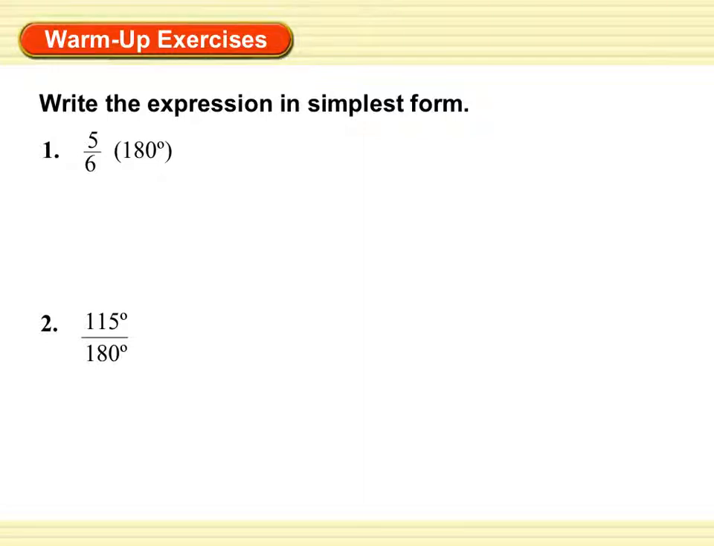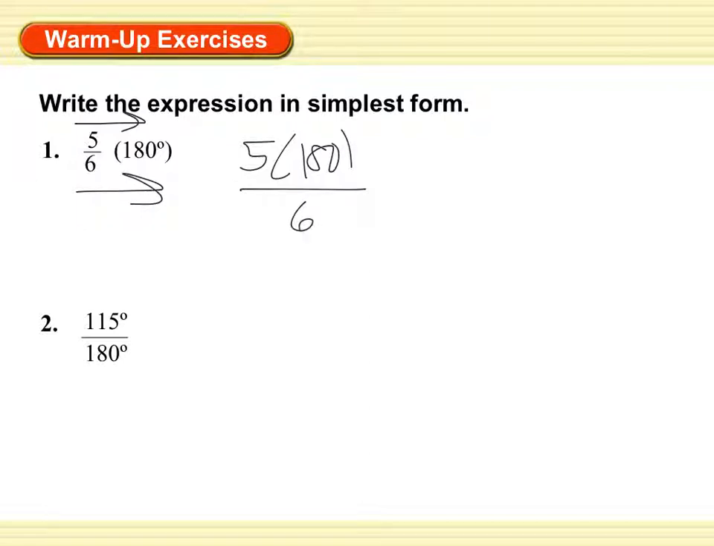Let's write this expression in simplest form. So I'm going to actually take that 6 and do 180 divided by 6. That's really messy. So remember, when we have fractions, we multiply across the top and the bottom. So 5 times 180 over 6. Do 180 divided by 6, and that gives me 30. So 5 times 30 is 150 degrees.